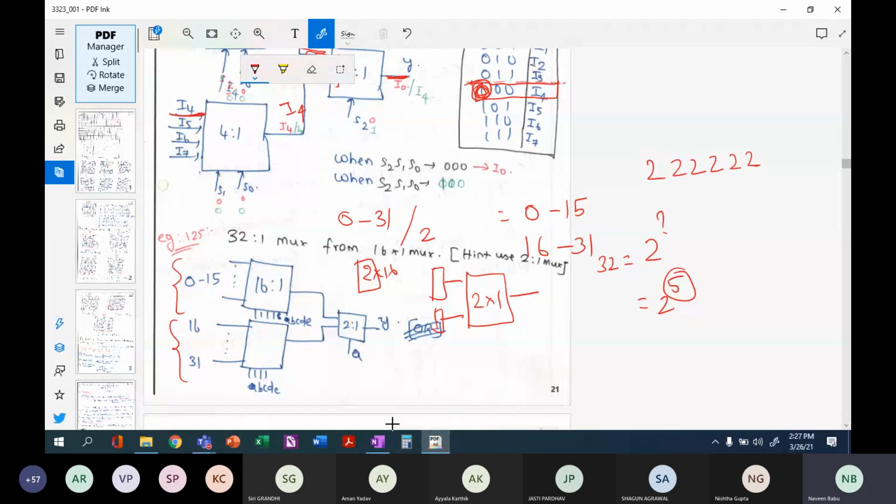So 5 select lines will be there. For the 2 cross 1 multiplexer, how many select lines will I require? I will need one select line, which will be my MSB bit A. Okay, and let us assume that A, B, C, D, E are my select lines. B, C, D, E will be used to select the inputs of the 16 cross 1 multiplexers here. So this is how you implement a 32 cross 1 multiplexer from 16 cross 1 multiplexers. Any doubts?